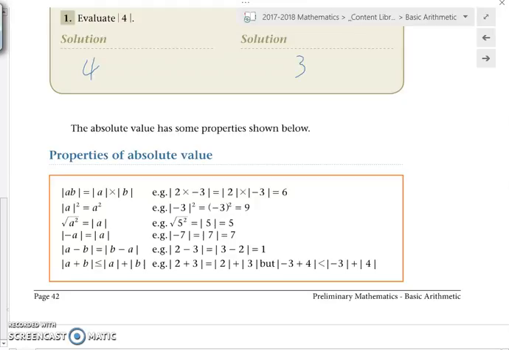Now, here are some properties of absolute values, and I'm not going to show you them other than the fact that you're just looking at them right now. When we're doing them, you'll come across them. They look a lot more confusing than they actually are, because when you do it they become logical. Okay? So we'll have a look at that.